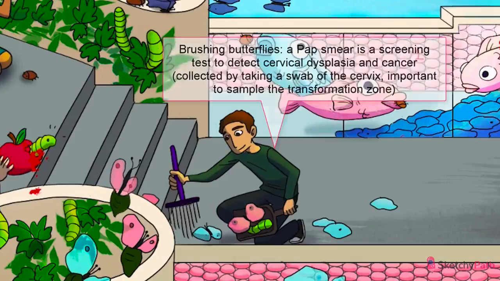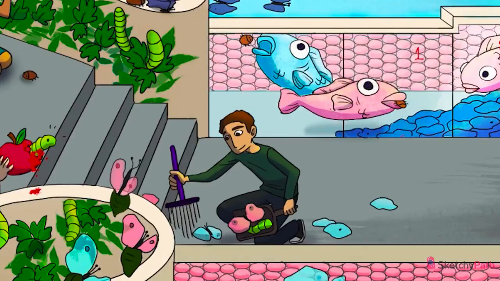A pap smear is performed by taking a swab of the cervix and looking at the cells gathered under the microscope. The tool used is usually a little spatula or brush, kind of like this one. And all you have to do is sweep around the cervix, making very sure you're sampling the transformation zone.